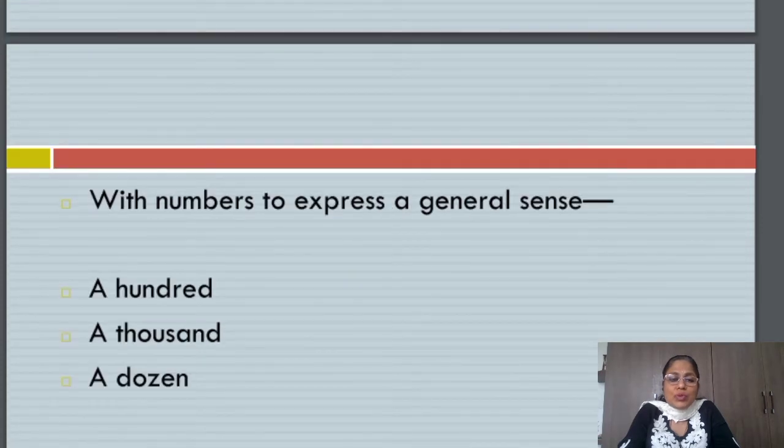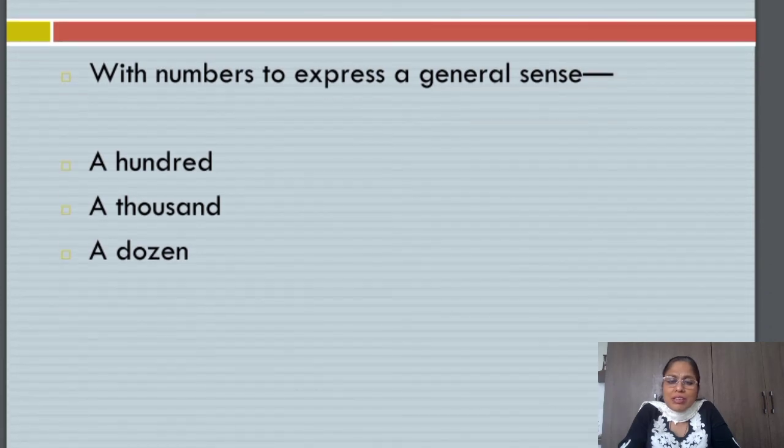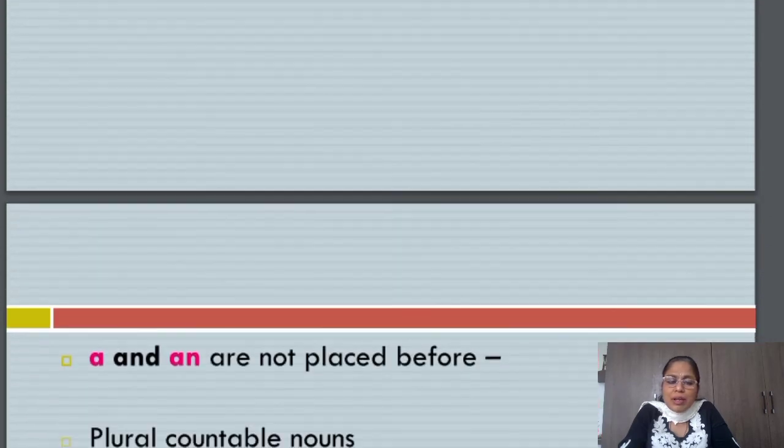I can make use of this article before numbers to express a general sense. I can say a hundred rupees, which means any 100 rupees. A thousand. A dozen bananas are kept in the basket.